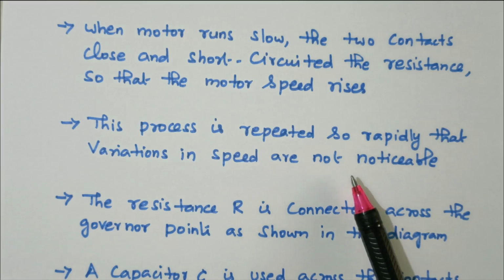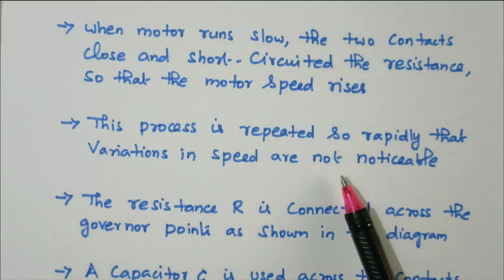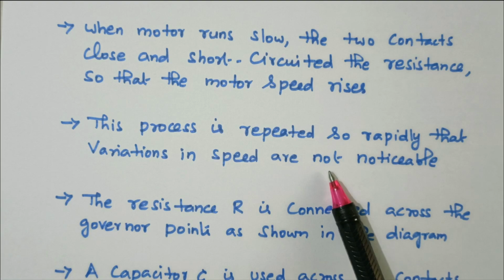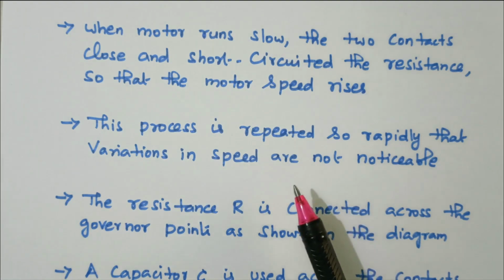If a speed variation is there, it will connect or disconnect the centrifugal switch until there is no variation, and then it will go on as usual.